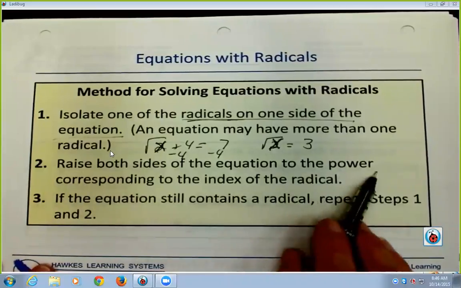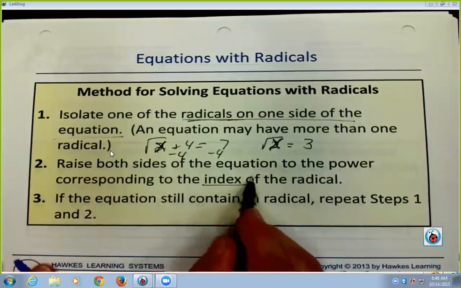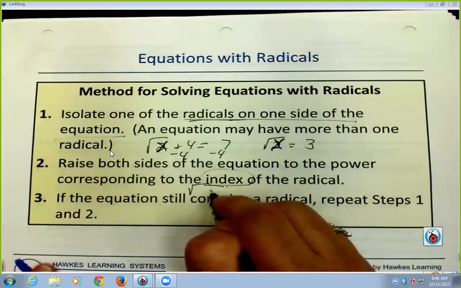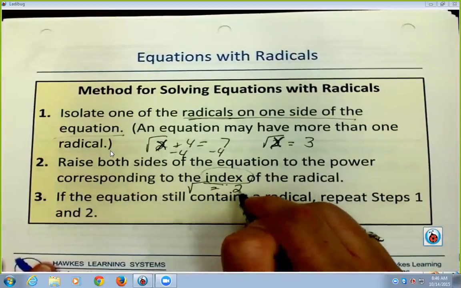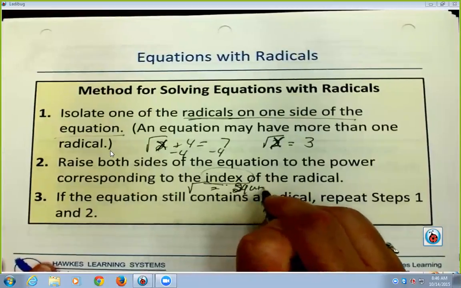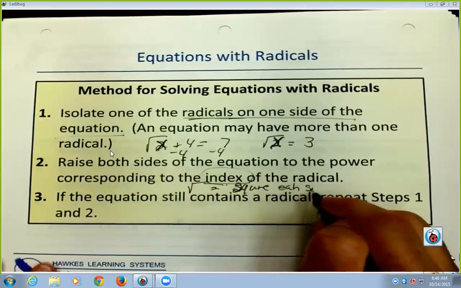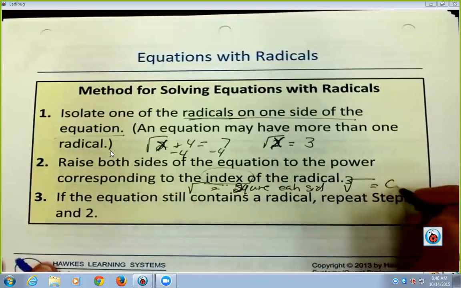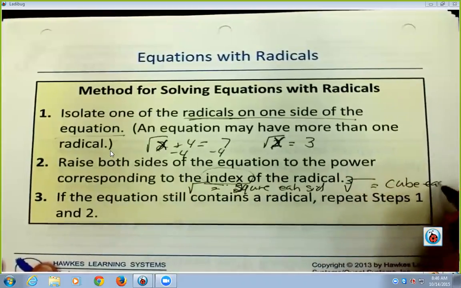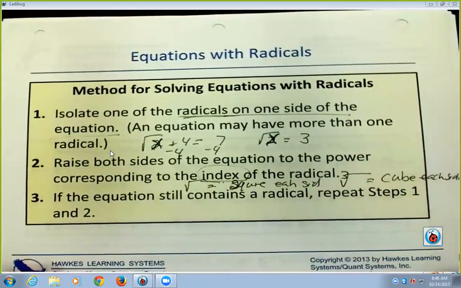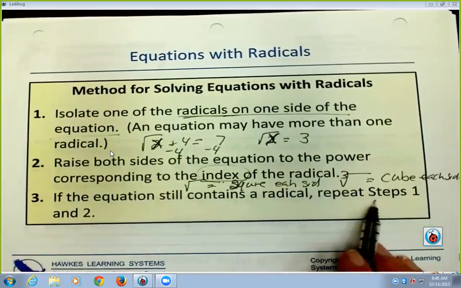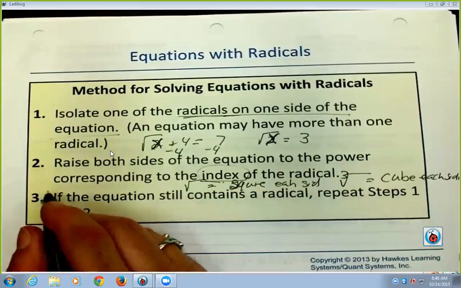Then raise both sides of the equation to a power corresponding to the index. So if I have a square root, I'm going to square each side. If I have a cube root, I'm going to cube each side. So instead of only taking a square root, it'll be a cube root with those. And then if the equation still contains a radical, repeat steps 1 and 2.